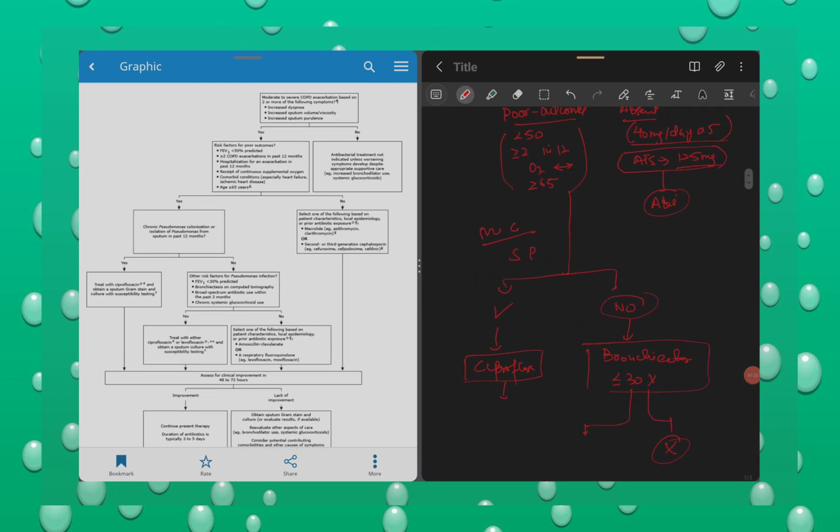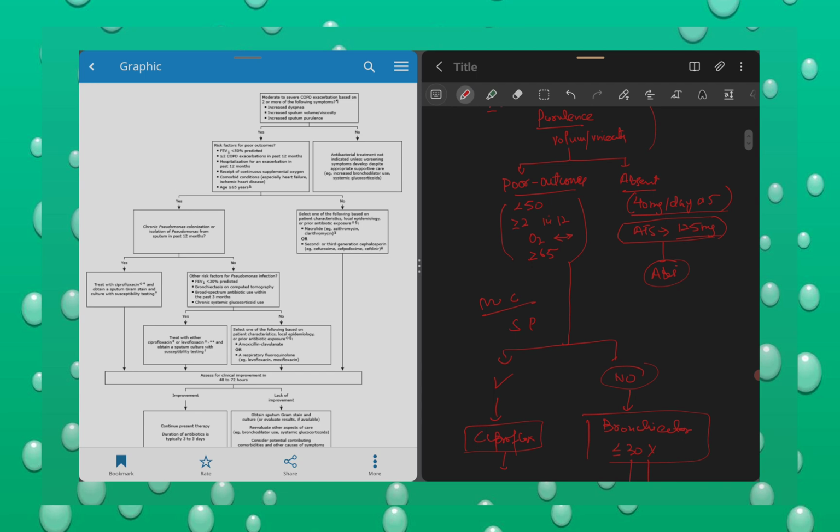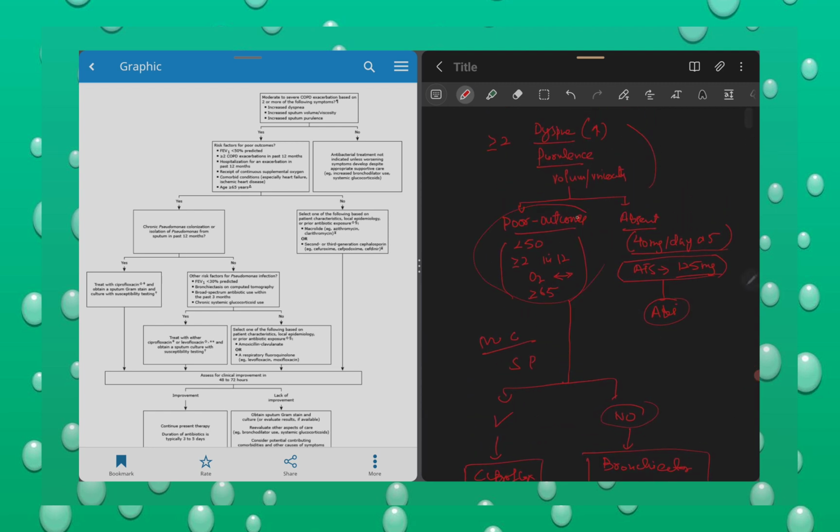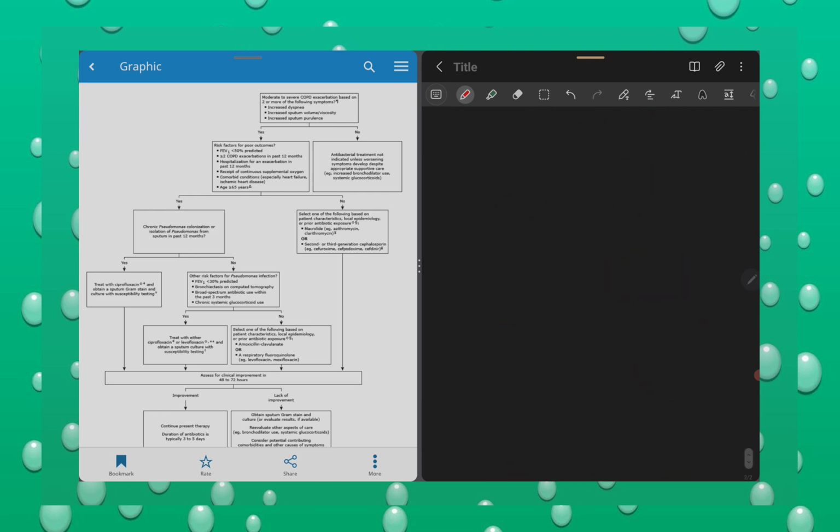So if we go back, here we went to two possibilities. Here we'll see whether the patient's poor outcome is present, then we saw two things. So if the patient has poor outcome or not, either possibility was yes or no in case of moderate to severe COPD exacerbation. If poor outcome was present, then we use it to see whether Pseudomonas infection was a possibility or not based on objective evidence.